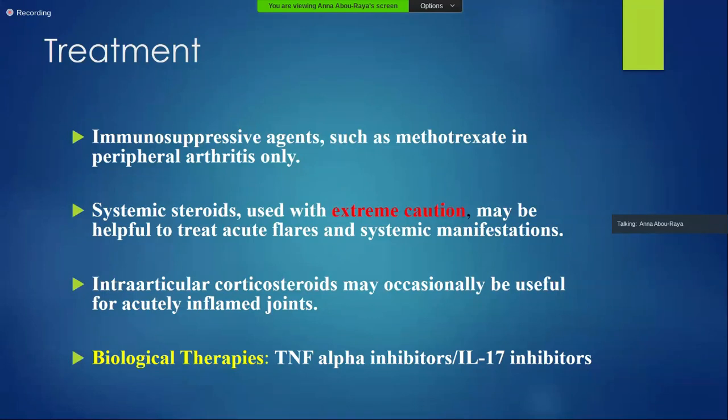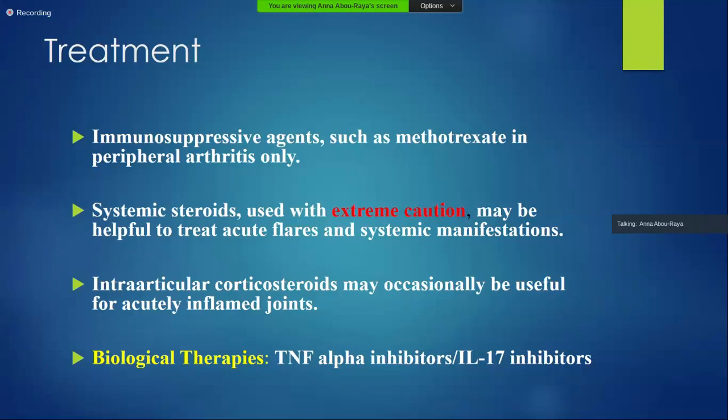Never use steroids, because we know that our patients get osteoporosis and they are liable to fractures. Except in certain situations, if he gets an acute flare, either in his joints or in his eyes, then we have to use steroids for a very limited time. If he gets a systemic manifestation, then we have to use steroids, but only for a limited time. So you as undergraduates should know this very well, that systemic steroids are almost never used, or used with extreme caution in ankylosing or in axial spondyloarthritis.